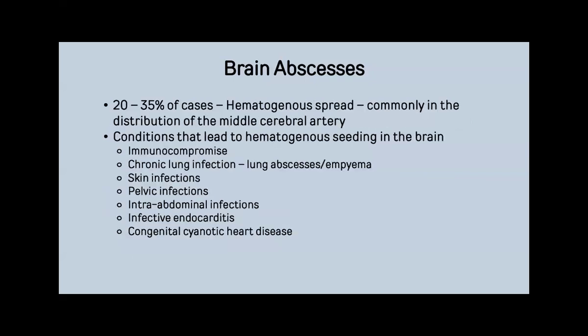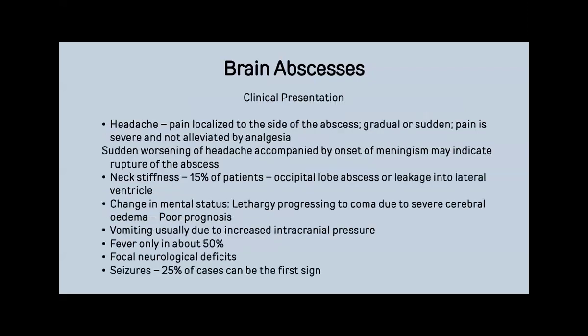20 to 35% of cases are by hematogenous spread, commonly in the distribution of the middle cerebral artery. Conditions that lead to hematogenous seeding in the brain are immunocompromisation, chronic lung infections such as lung abscesses and empyema, skin infections, pelvic infections, intra-abdominal infections, infective endocarditis, and congenital cyanotic heart diseases. Clinically, patients present with headache localized to the side of the abscess.